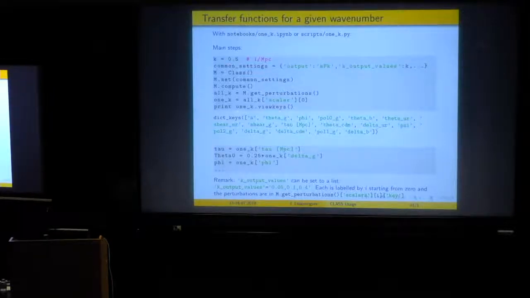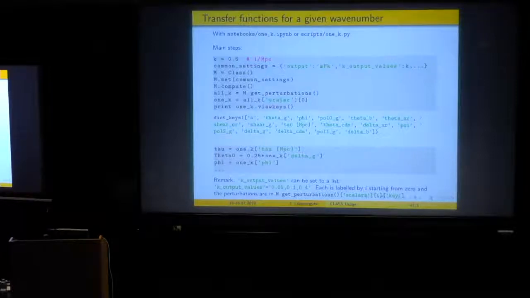So k is now fixed to 0.5, and you remember by default, if you have forgotten, you can be sure it's 1 over megaparsecs. Okay, so after doing this, we run class. And now in order to extract this perturbation, we have seen get_background, get_thermodynamics, get_transfer. Now we see a fourth one, which is get_perturbations. It will do this job of giving us the evolution of perturbation as a function of time.